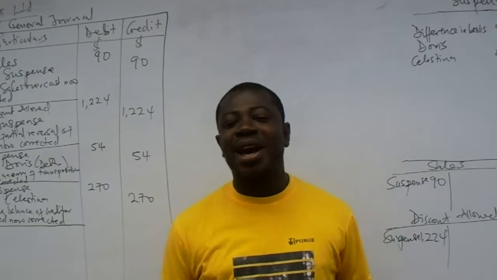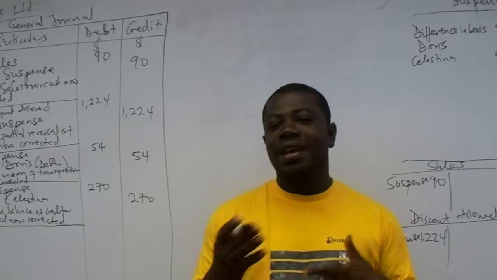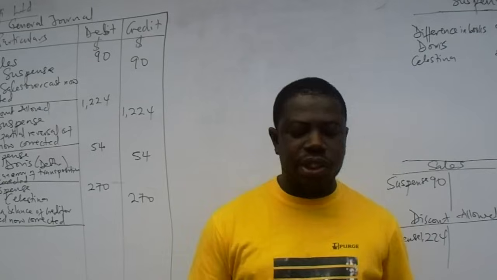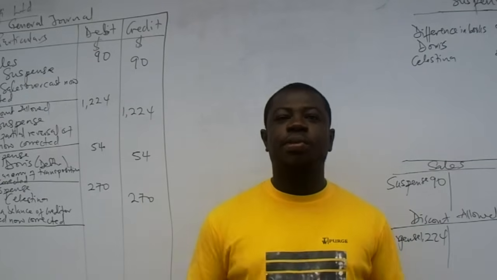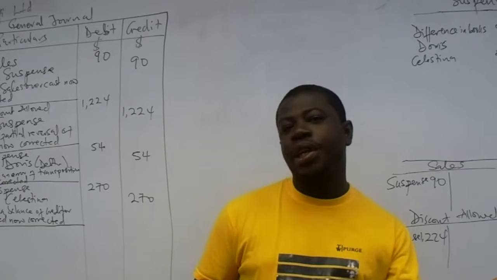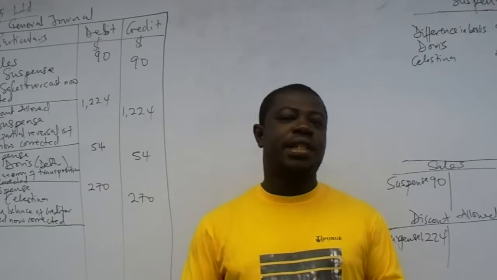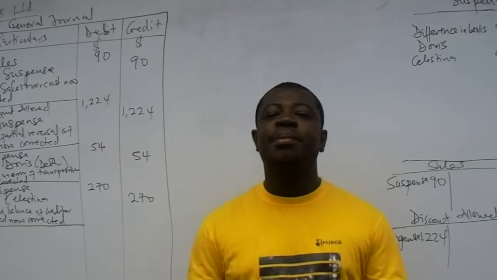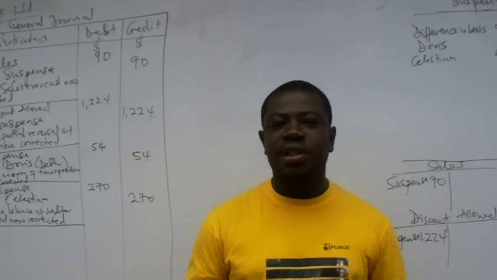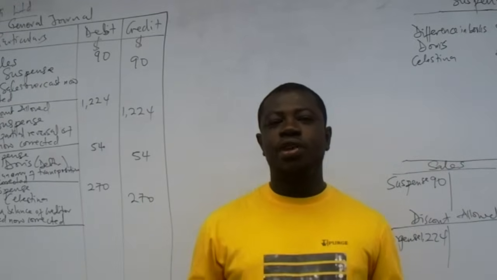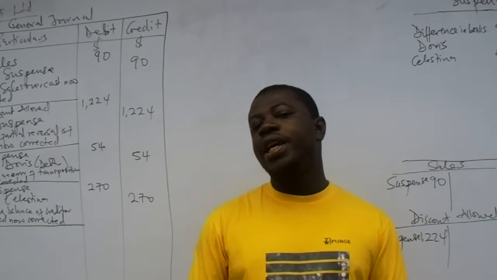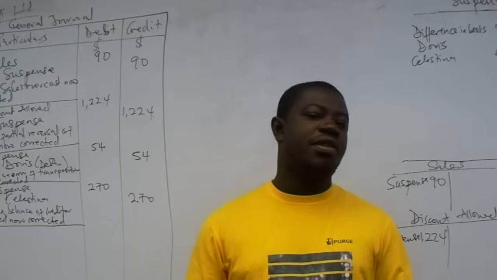All right, so as we can see, this is an error of duplication. Credit notes are for return invoice, and the double entry for return invoice is that we debit the return invoice and then we credit the customer's account. Now over here, it has been debited twice to the return invoice account and credited twice to the customer. So we have duplicated the entry.